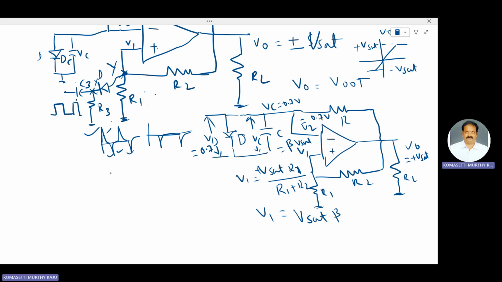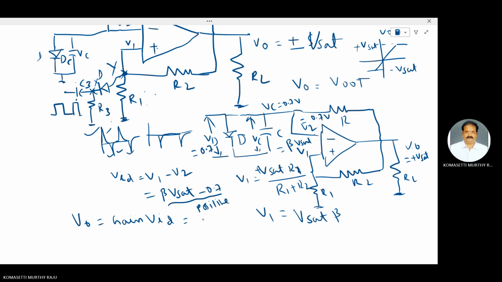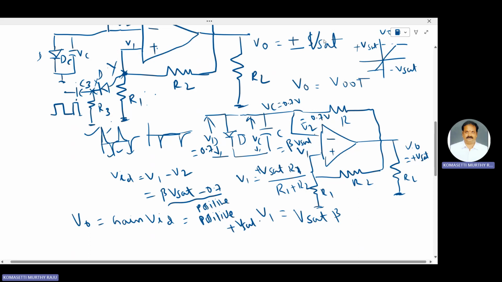Here the difference voltage VAD is equal to V1 minus V2. V1 is beta Vsat, and V2 is 0.7. This one is positive. Therefore, output voltage is equal to gain into VAD. Whenever the difference is positive, this V0 is also positive, that is plus Vsat. That is the stable state.